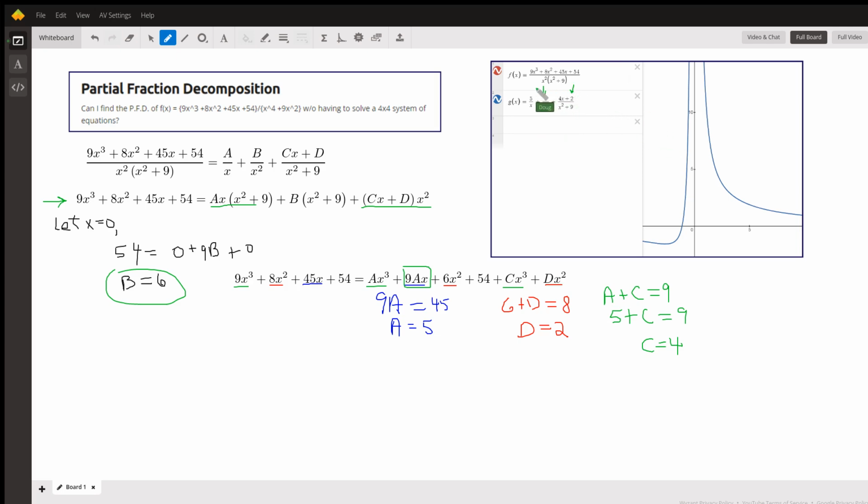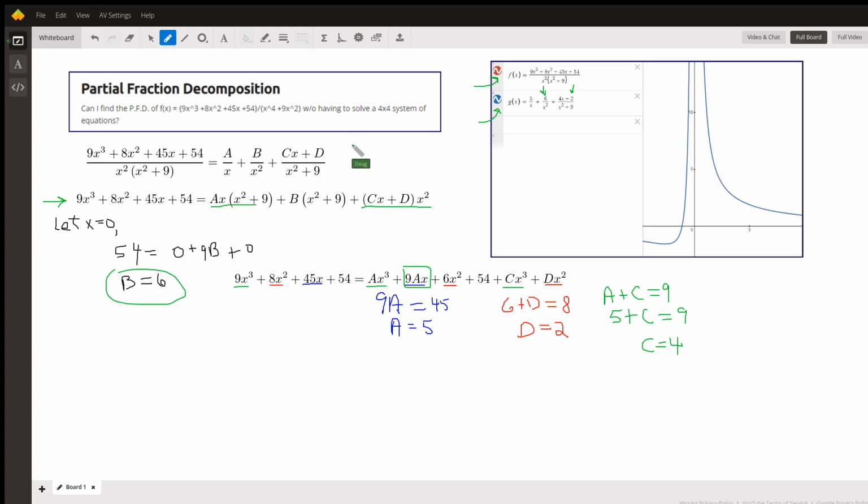And here on Desmos, I've graphed two functions using the original expression and the partial fraction decomposition. You can see the graphs are the same. So I'm convinced that's the correct answer. Did we really just solve a 4x4 system? Yeah, we did, but it really wasn't that bad, because I could find one variable at a time.